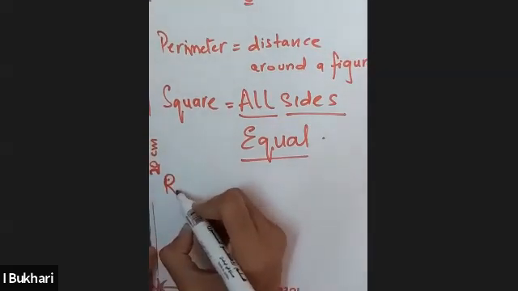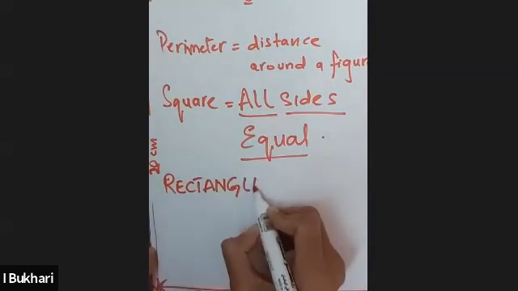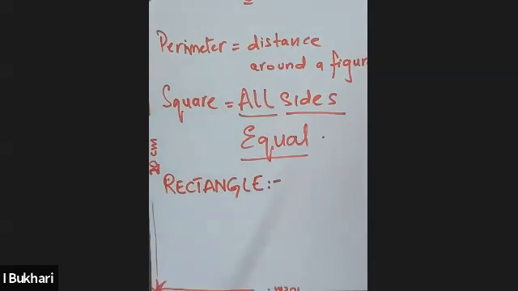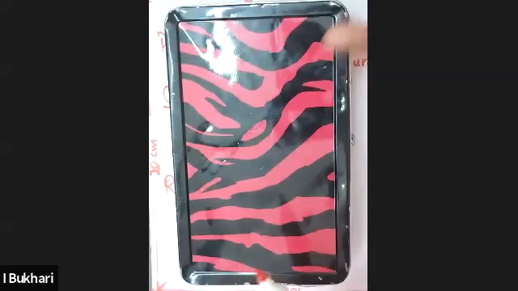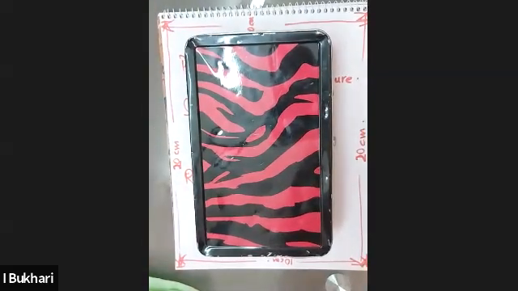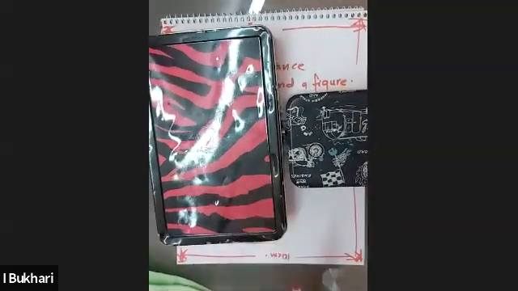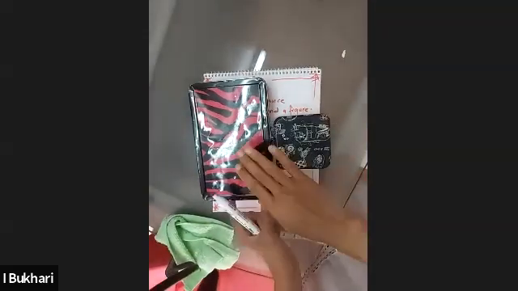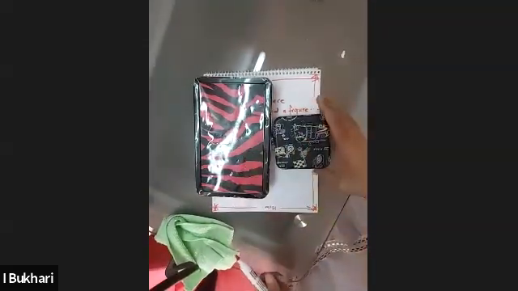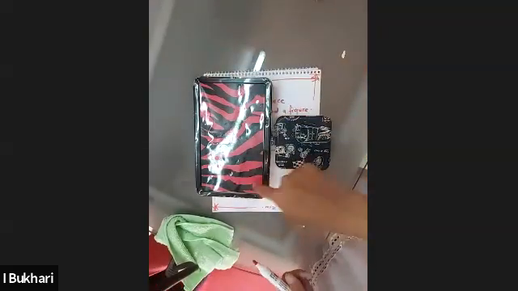Now, what about a rectangle? What is a rectangle? For example, I have this box. Let me zoom out a little. Now, how is this figure different from this? How is this object different from this? This is a square. All sides are equal. And this is a rectangle.